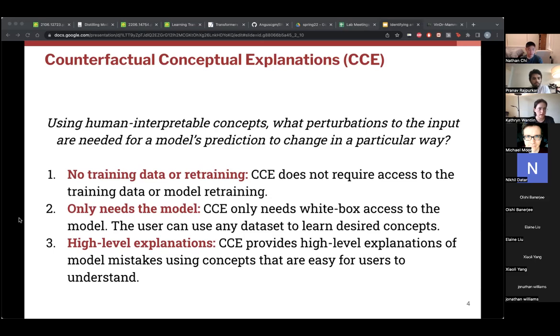The model needs white box access, so it needs to be able to know what those layers are, but doesn't need to actually change anything about the model. And then for the human interpretable concepts, they can be learned with any data set. Doesn't have to be the training data that you use to train the model itself. And lastly, it provides high-level explanations at the level of human interpretable concepts. That makes it easier for machine learning practitioners to understand what aspects of the model are failing.